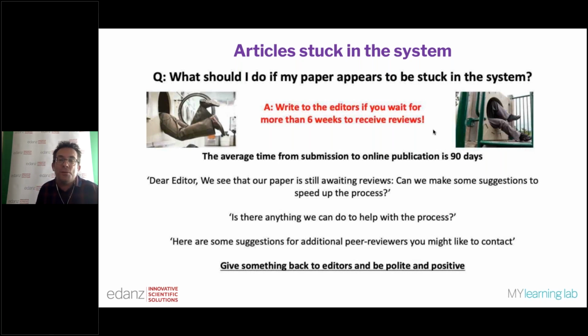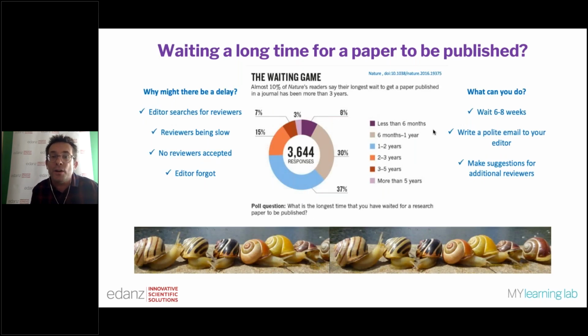I've shown you one example earlier in this presentation. Get involved and write to the editor. Don't wait, communicate. Here's a picture from a Nature survey, the waiting game. How long have people waited for their papers to get published? And you can see some horrifying cases here, 2 to 3 years, 3 to 5 years. There's even 3% of those surveyed where people have waited more than 5 years for their paper to come out. So very important. Number one issue with peer review, actually, don't wait, communicate.